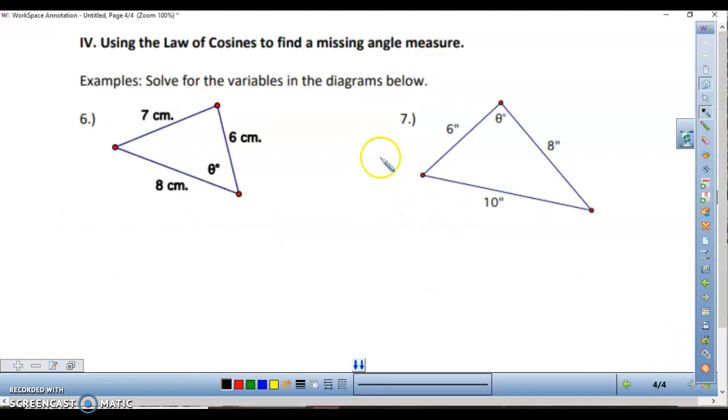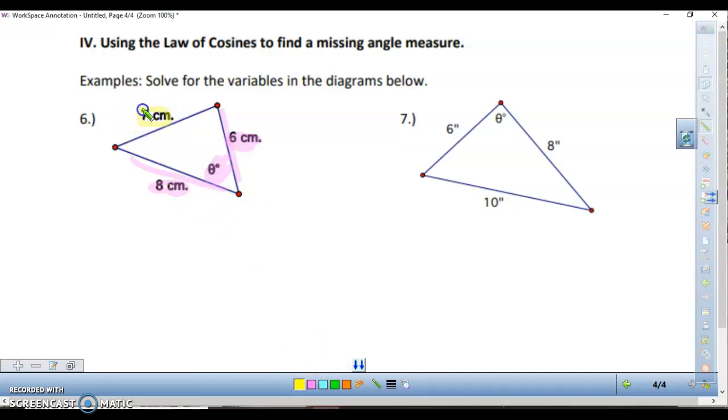The other application of the law of cosines is you can use it to find a missing angle. Now this, you guys, tends to be a little bit more of a pain, so just kind of bear with me and pay attention. So here is my side angle side situation. All right, and this is the guy across from it.